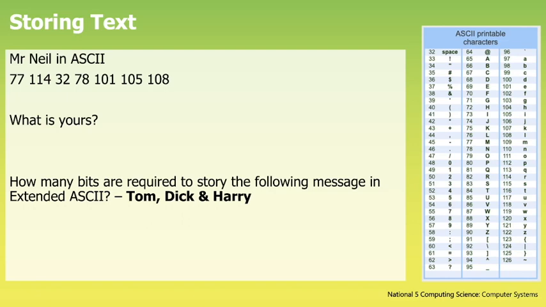How many bits are required to store the following message in extended ASCII? So we've got the phrase Tom, Dick and Harry. To figure out the number of bits required to store Tom, Dick and Harry in extended ASCII, we need to count the characters. We need to count the letters within each name, the punctuation and the spaces. And then we need to times the number of characters by 8. So there are 18 characters, it's 8 bits per character, which means to store Tom, Dick and Harry in extended ASCII, we would need 144 bits.